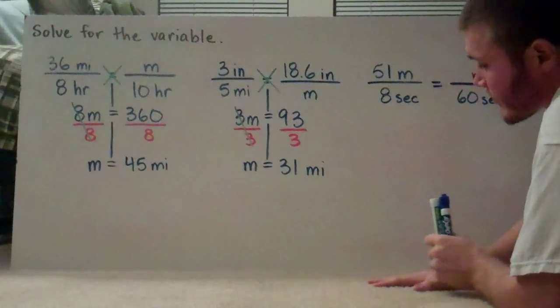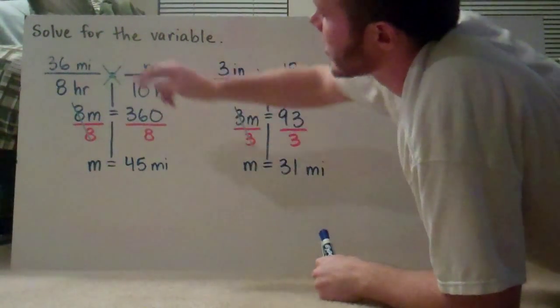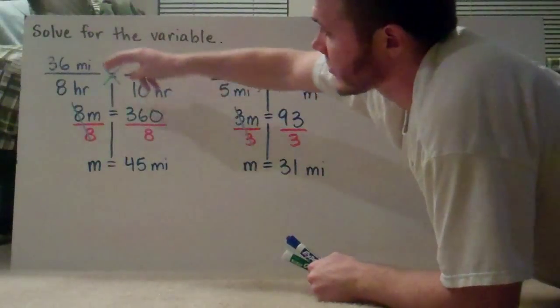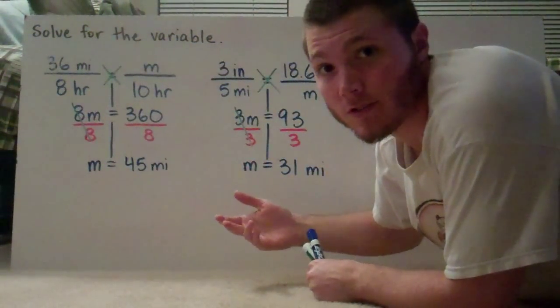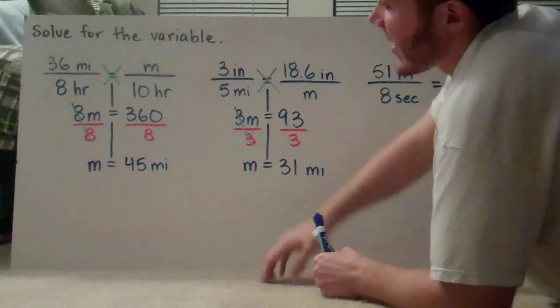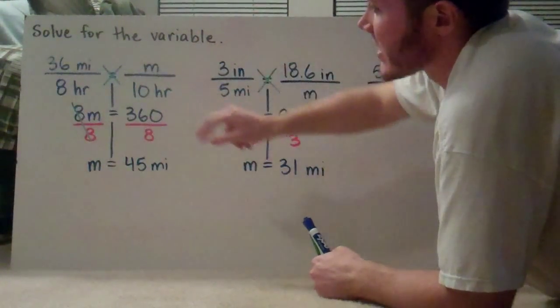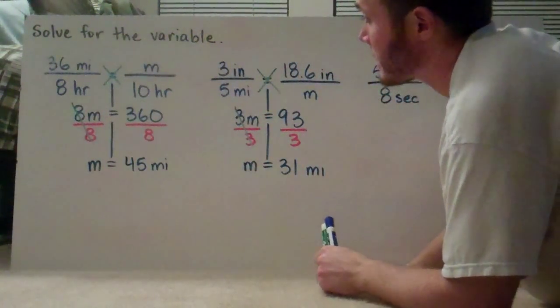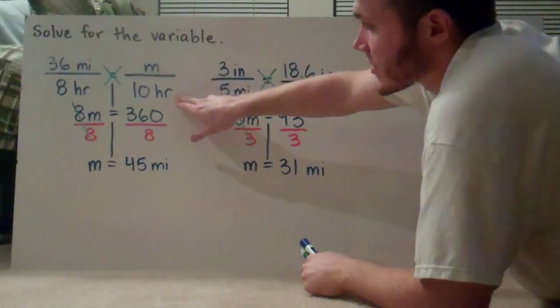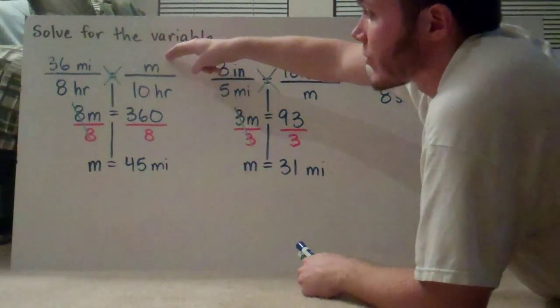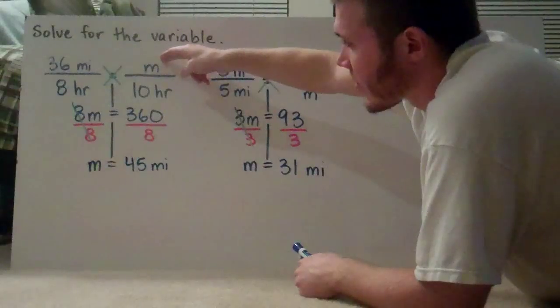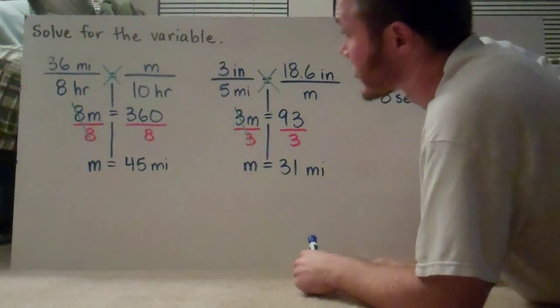So for example, let's say you travel 36 miles in 8 hours. Alright, and I want to figure out how many miles you can travel in 10 hours at that same rate. Okay? Well, we know this is 10 hours, but we don't know what this value is. Since we're dealing with miles, I'm just going to call that variable m, alright, for miles.